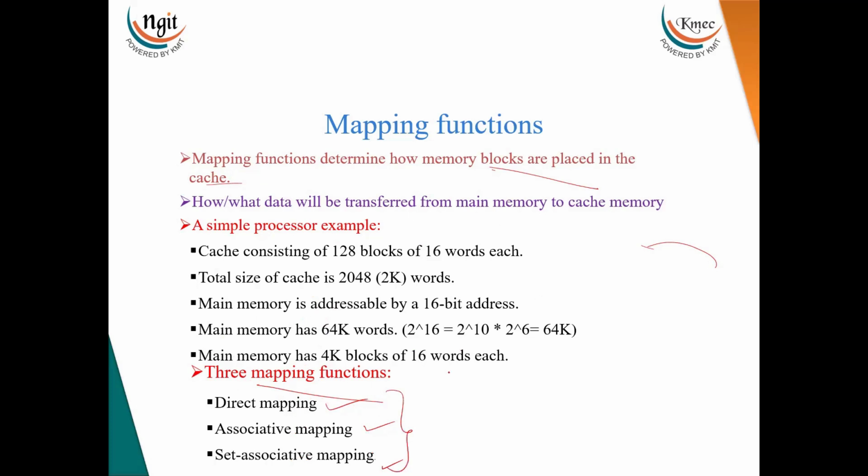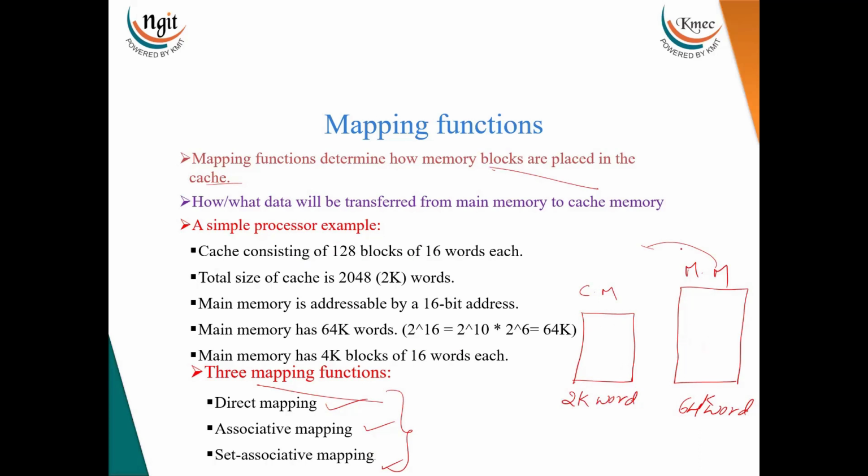Now, for that, we need to analyze the processor, the memory size and the cache size. The cache is divided into blocks and the main memory is divided into blocks. Here I have taken this as the main memory and this as the cache memory. The main memory size is 64 kilowords, and the cache memory size is 2 kilowords. Always, the cache memory is a small main memory.